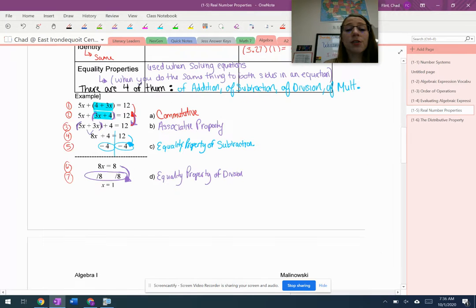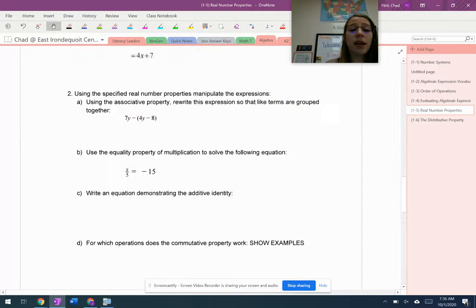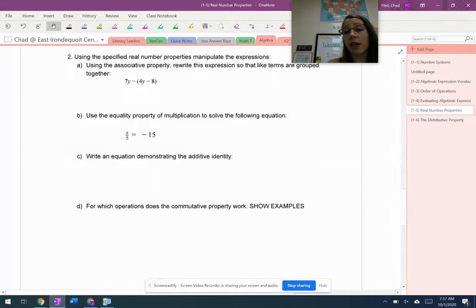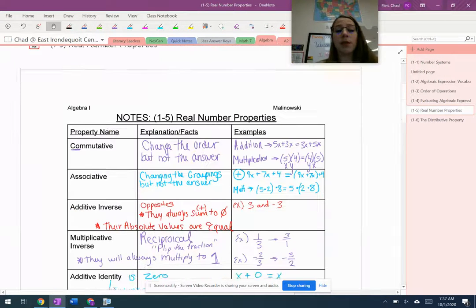So you've got some homework problems or some practice problems to look at. Give them a try, and then don't forget to complete the matching on the third page also. Let me know if you've got any questions.